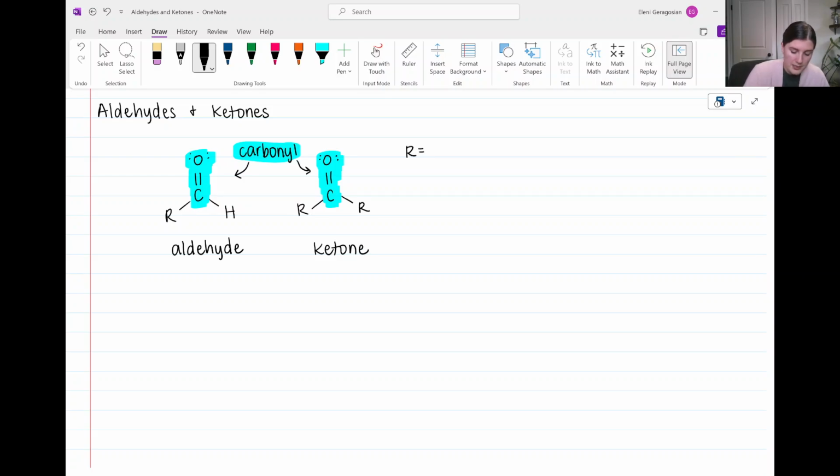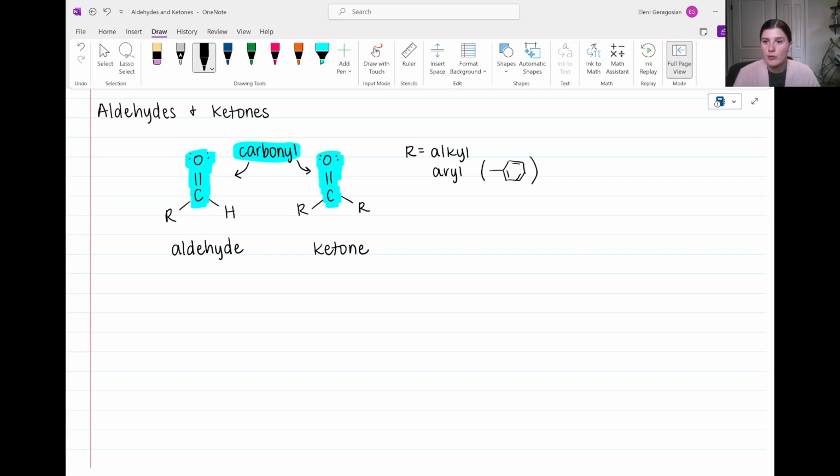So R can be a few different groups. It can be an alkyl chain. It can be an aryl group, which is an aromatic ring. In aldehydes, the other R group could be a hydrogen, and that is still an aldehyde. But in a ketone, the R groups cannot be hydrogens, or else that would be an aldehyde.